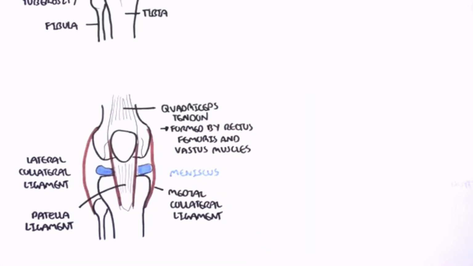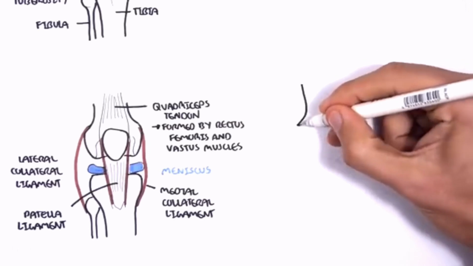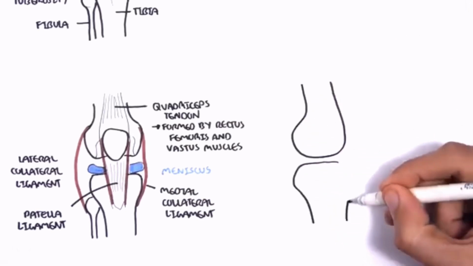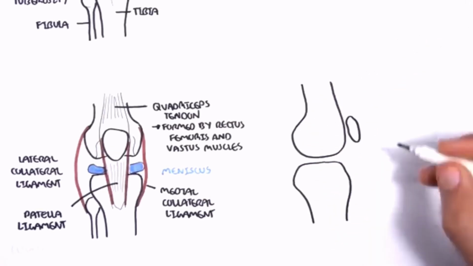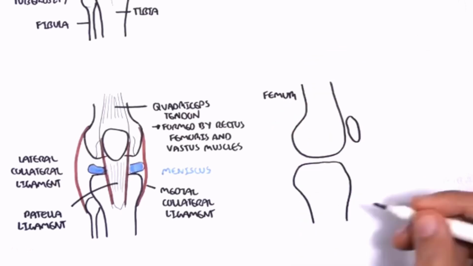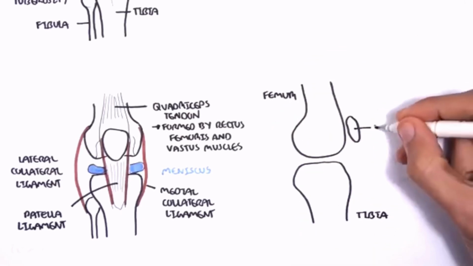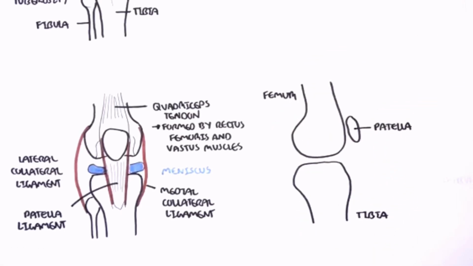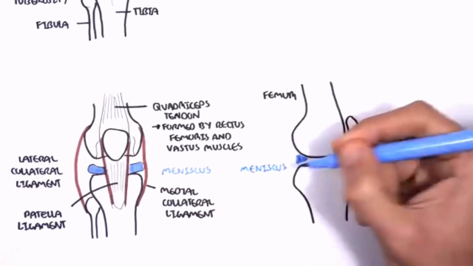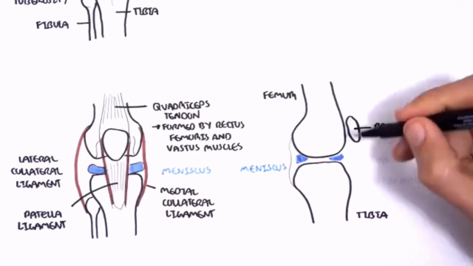Let us now look at the side view of the knee joint and introduce the bursa. The bursa are fluid-filled sacs that help reduce friction. So here is the femur, tibia, and the patella. The meniscus is the fibrocartilaginous structure that sits between the joints.